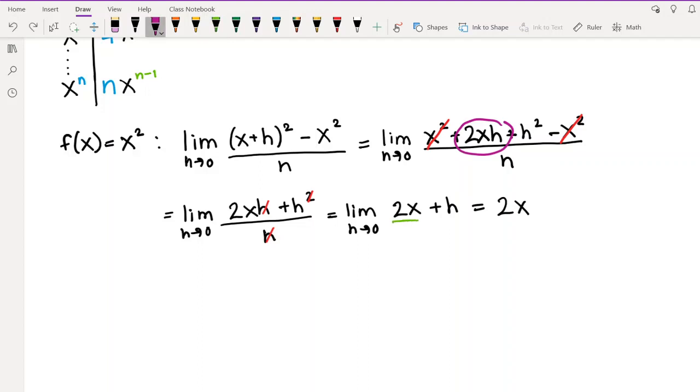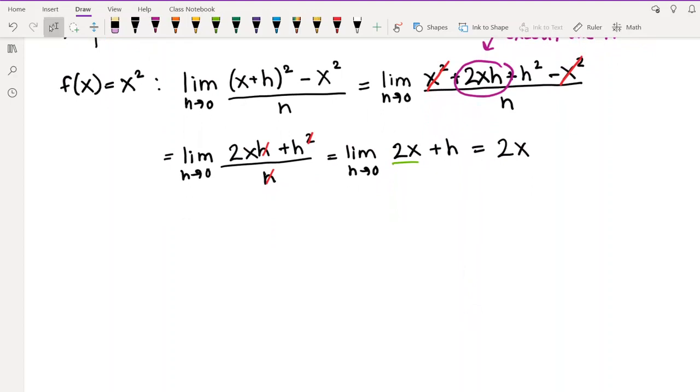So let me just kind of write that down. So this is the term that contains exactly one h. So not h squared, not h cubed. We'll see in some later examples that there might be ones that have different powers of h. We want the one that has exactly one h.